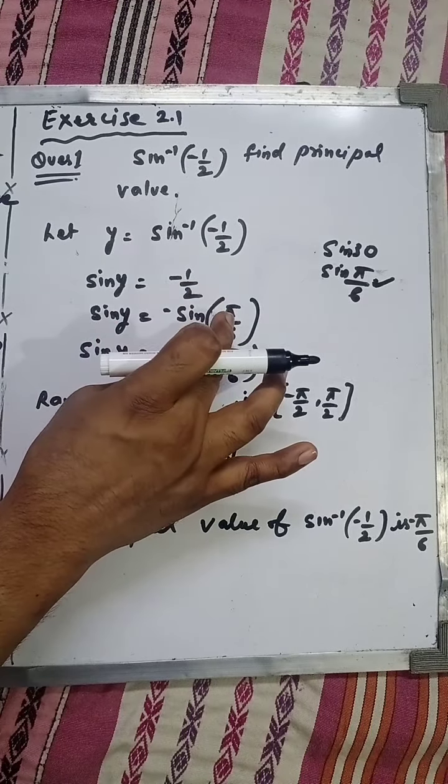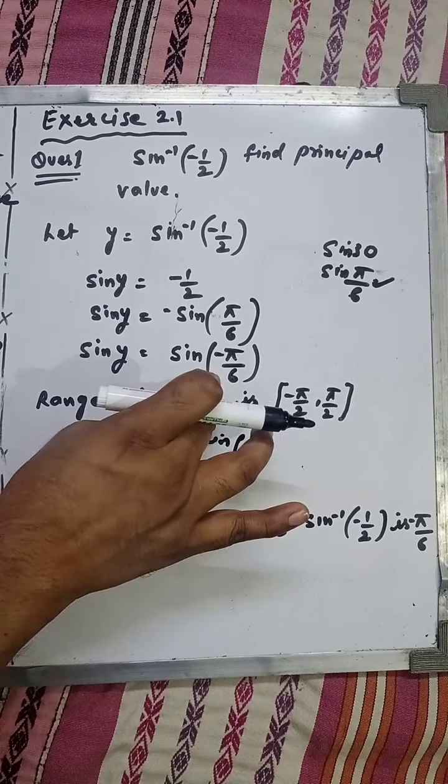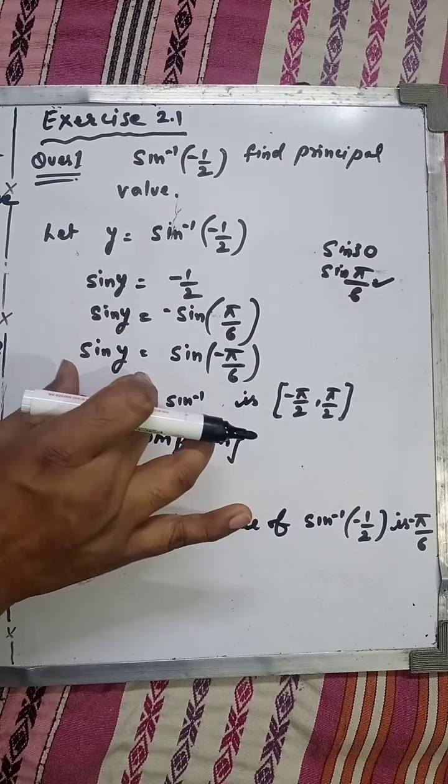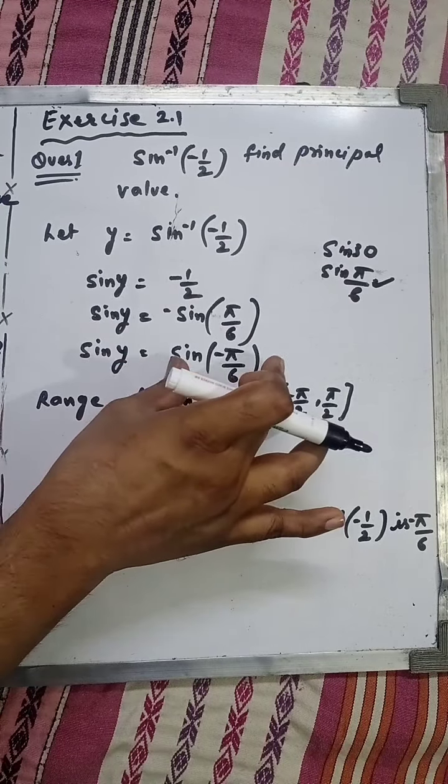You can show with the angle like this, and the same term you have to copy on the left hand side. Now you have to see the range of the sine inverse function. From the table you can see the range is minus 90 to 90, including minus 90 and 90. This is square brackets.